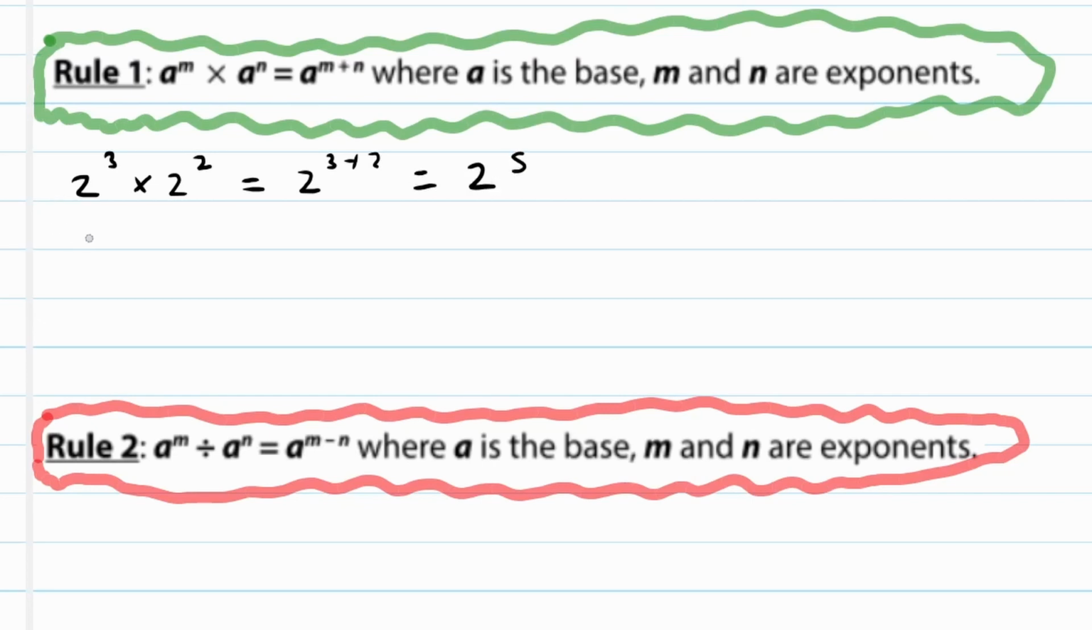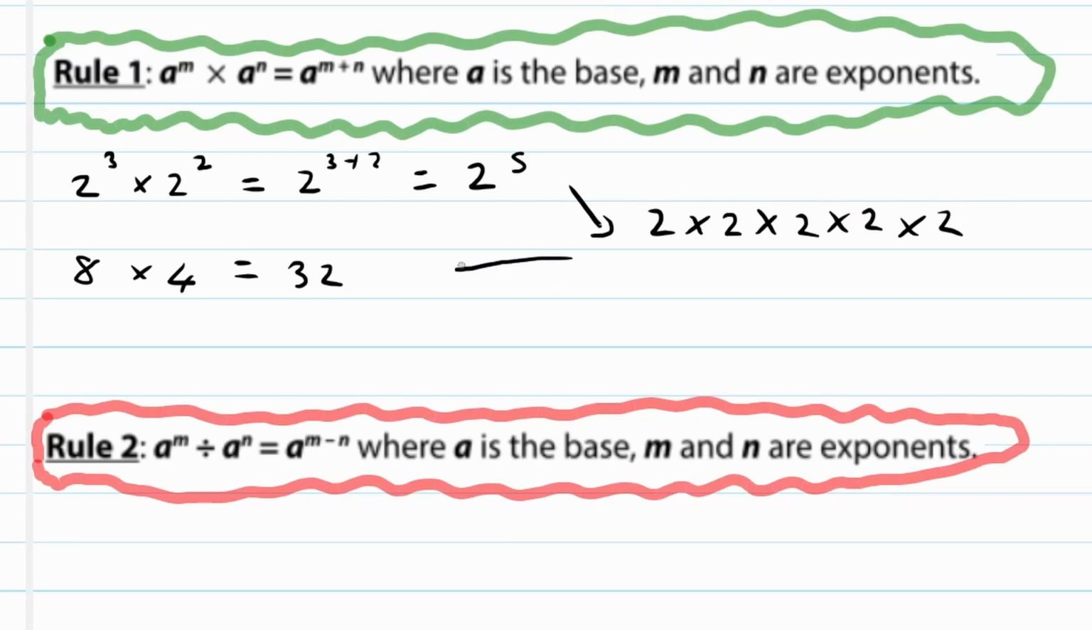Let's quickly have a look at how this works. 2 to the power of 3 is 8, right? 2 to the power of 2 is equal to 4. 8 times 4 is 32. And we know 2 to the power of 5 is the same as saying 2 times 2 times 2 times 2 times 2. Let's quickly test it. 2 times 2 is 4. 4 times 2 is 8. 8 times 2 is 16. 16 times 2 is 32.